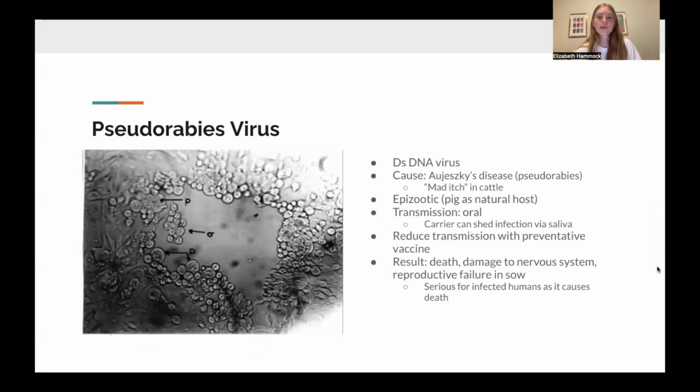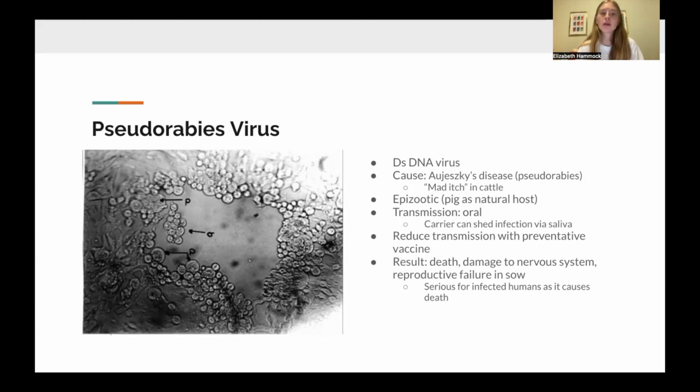Next, we'll talk about pseudorabies virus, which is a double-stranded DNA virus and causes pseudorabies, which is also called the mad itch in cattle. It's an epizootic disease, specifically for pigs, as it's its natural host. The transmission may be oral, and the carrier can shed the infection by saliva. It's important that we can reduce transmission with preventative vaccines.